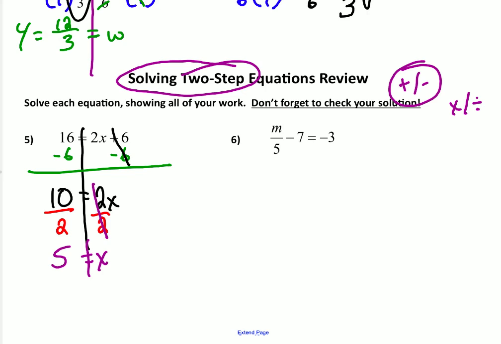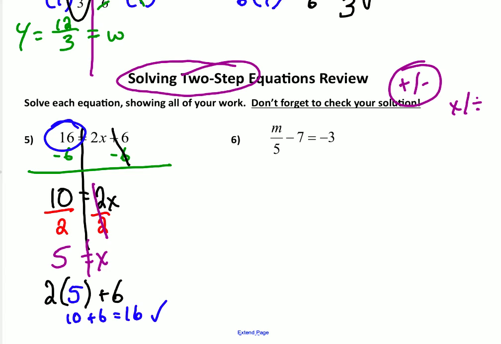To do our check, go back to the original problem. 2 times x plus 6. And in place of x, put in what we got for our answer. 2 times 5 is 10. 10 plus 6 is 16. That's what we wanted the equation to equal, so we know we did it correctly.